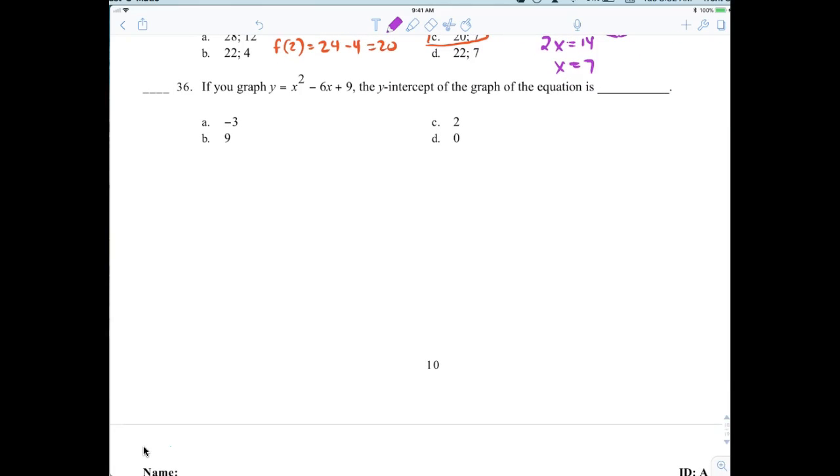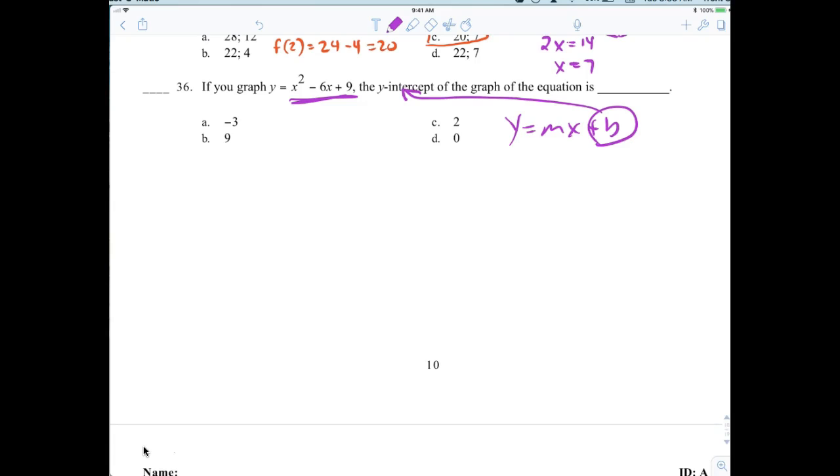Now, if you graph y equals x squared minus 6x plus 9, the y-intercept. Now, again, we talked about this yesterday. Somebody tell me how to find the y-intercept. What is always true? No. To find the y-intercept, always what? No. Now, listen, you're right. Y equals mx plus b. B is the y-intercept. You with me? But in this case, we're talking about a parabola. So the y-intercept is always c.